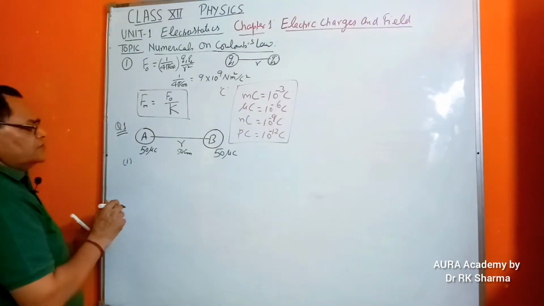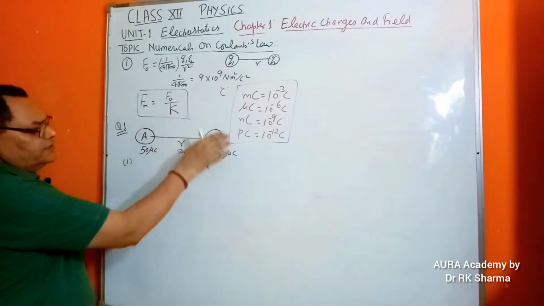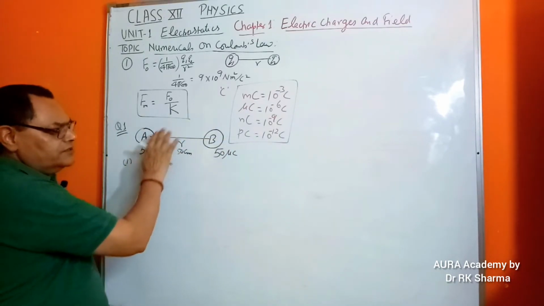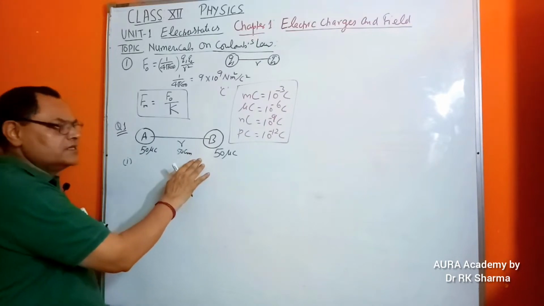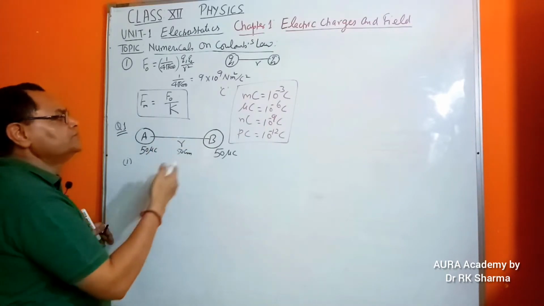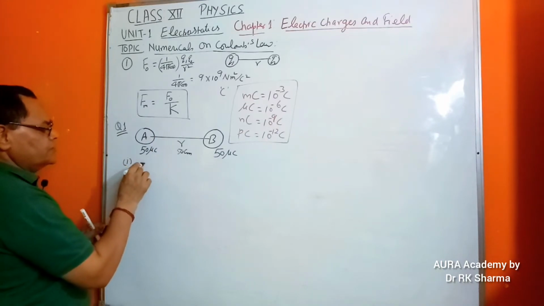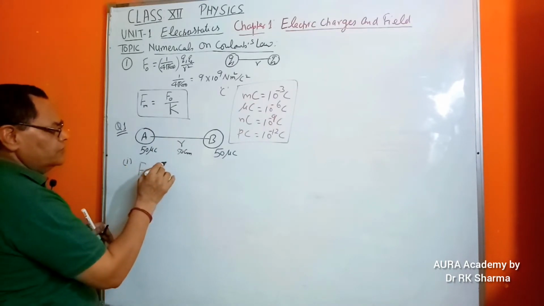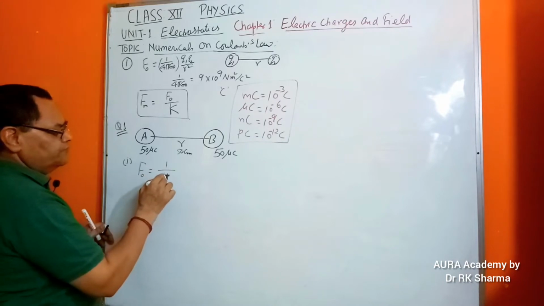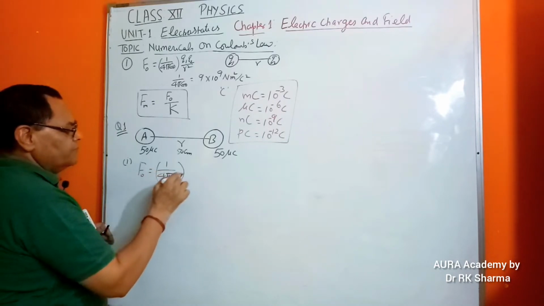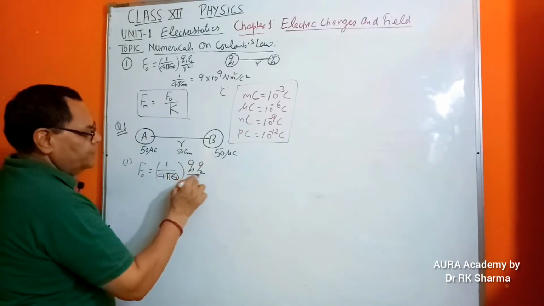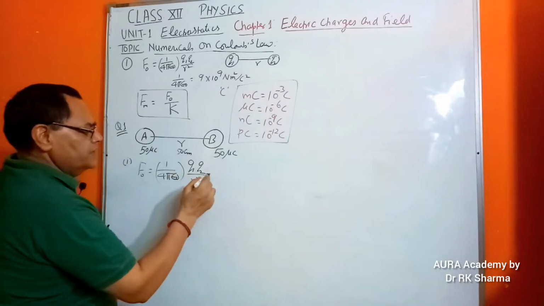So how to solve? Because nothing is given, the two charged spheres are in vacuum or free space. So we will use the first formula: the force in free space is equal to 1 upon 4 pi epsilon naught into Q1 Q2 upon R square. Simply substitute the values.